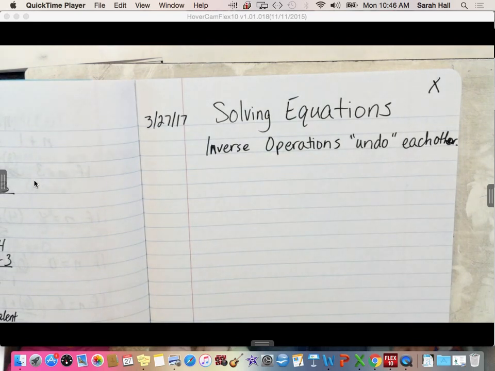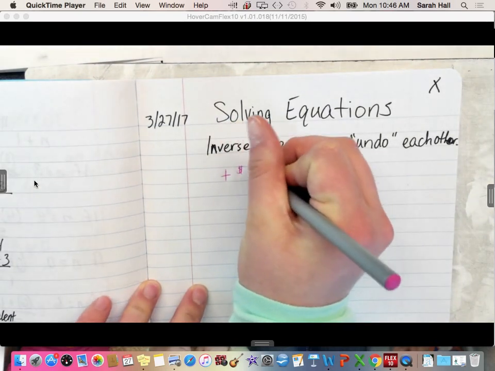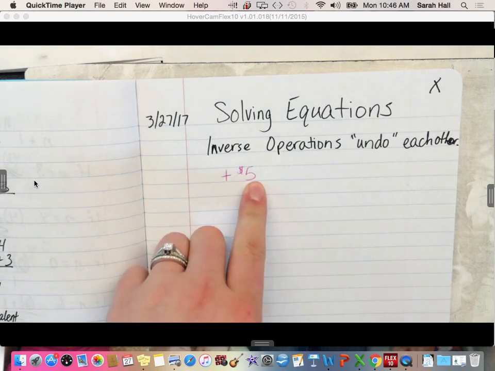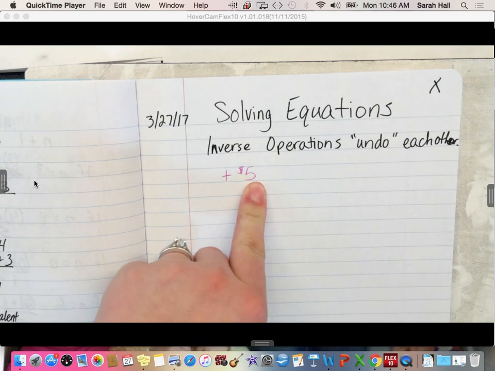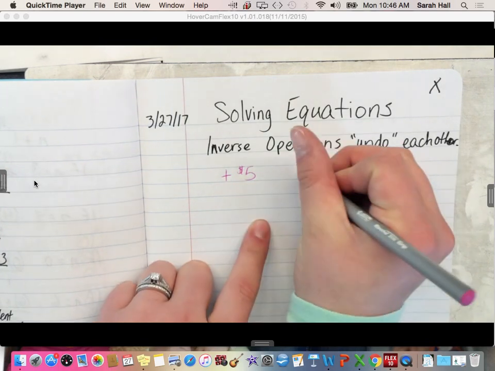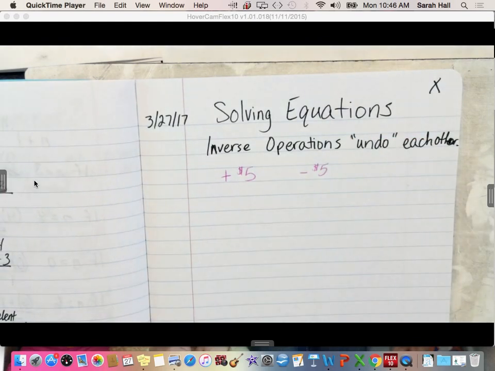And when I say they undo each other, think about if I gave you $5, I'm adding $5 to whatever you have. How would I get it back to the original amount that you had? It doesn't matter what you had before, but if I added $5 to your amount, how would I get you back to where you started? Dylan? Yeah, you would take away the $5. Okay, so inverse operations are things that undo each other.